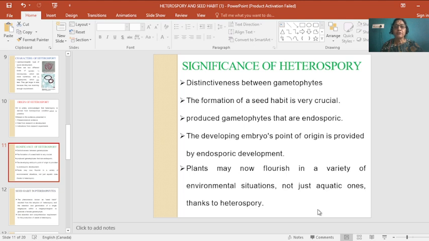The formation of a seed habit is very crucial. Heterospory produces gametophytes that are endosporic. Endosporic development provides the point of origin for the developing embryo. Plants may now flourish in a variety of environmental situations, not just aquatic ones.